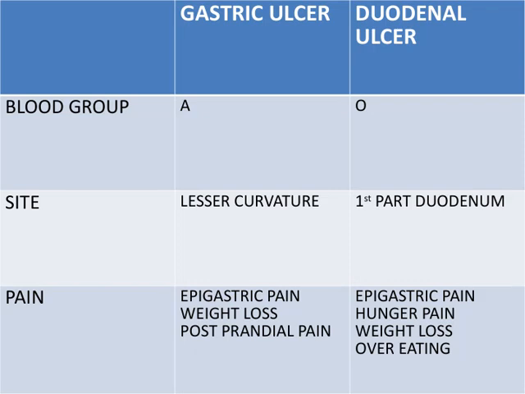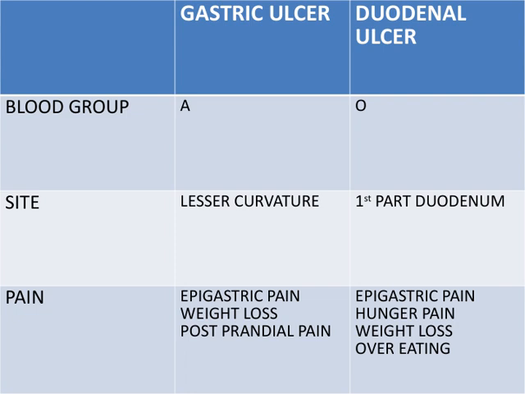Let's take a closer look at the differences between gastric and duodenal ulcers, focusing on some key points. Starting with blood groups, we see that gastric ulcers are more often associated with blood group A, whereas duodenal ulcers tend to be more common in individuals with blood group O. When it comes to the site of the ulcers, gastric ulcers are typically located along the lesser curvature of the stomach, while duodenal ulcers are usually found in the first part of the duodenum. This difference in location is important for diagnosis and management.